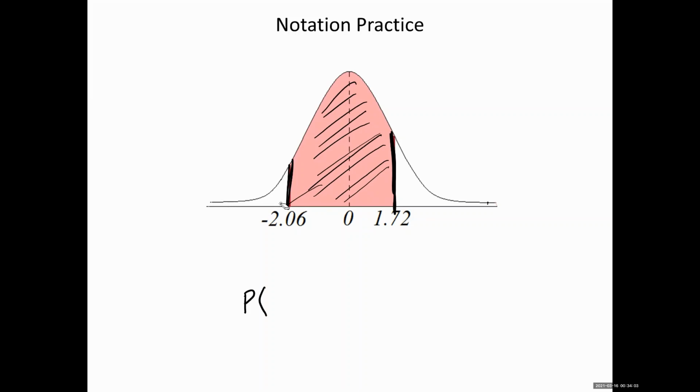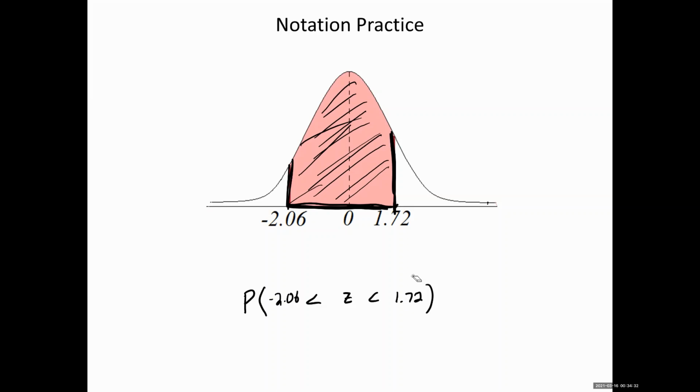When you're going to write that we're shading between 2 numbers, you're going to put 2 less thans, and you're going to put the letter Z in the middle. Then the smaller number, or the left number, goes here, so negative 2.06, and the bigger number goes here. We saw something like this last class, but that's how you write between. So we're shading over which numbers? Over this section of the number line, which are the numbers between negative 2.06 and 1.72.